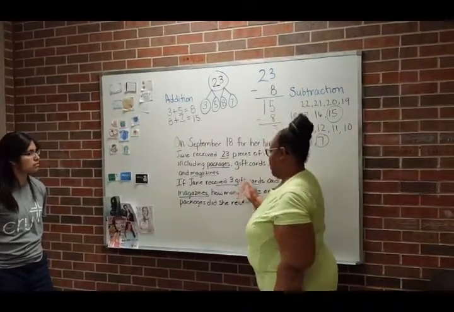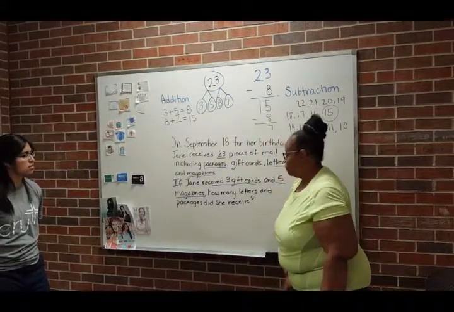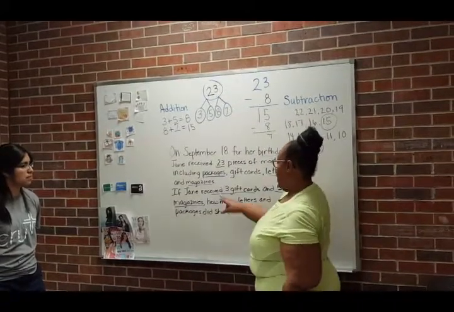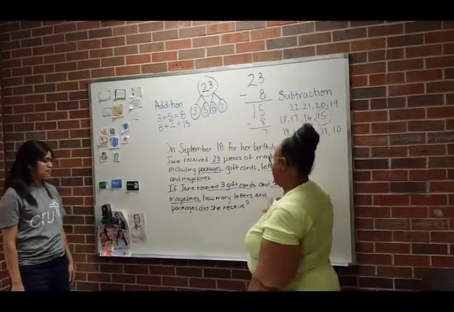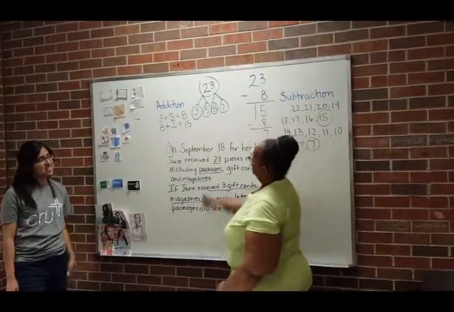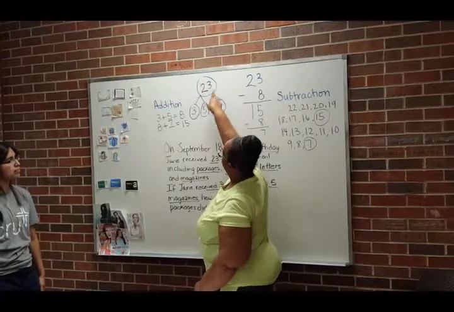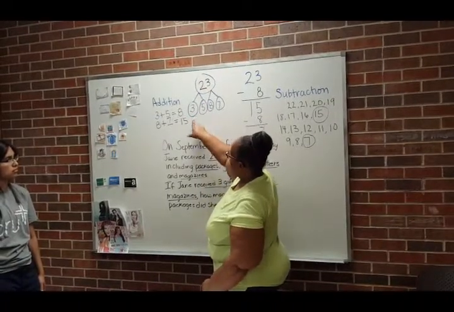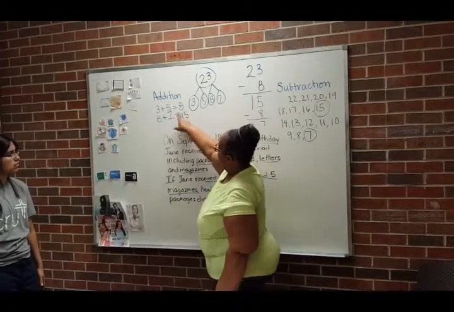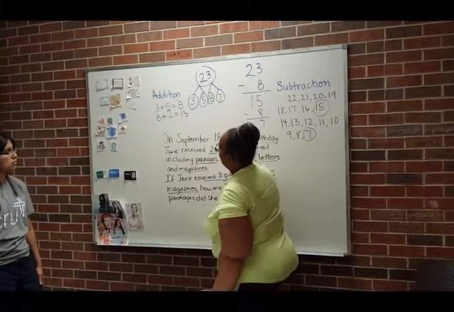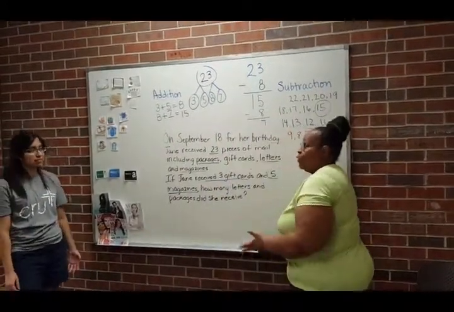So, what do we already know in our problem? We know that she received how many gift cards? 3 gift cards. And how many magazines? 5 magazines. So our whole is 23, and we're going to put 3 and 5 in our math bond. And we know that 3 plus 5 equals 8.